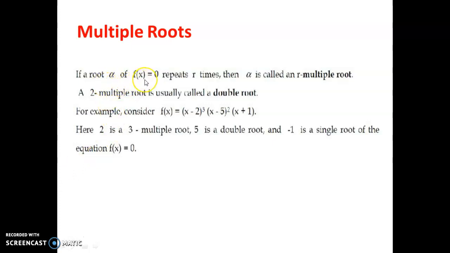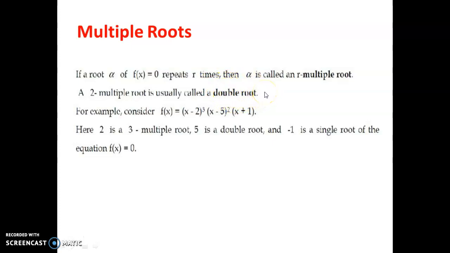If alpha is a root of f of x is equal to 0, and repeats r times, then alpha is called an r multiple root. I will explain with an example, in which a 2 multiple root is also known as a double root.